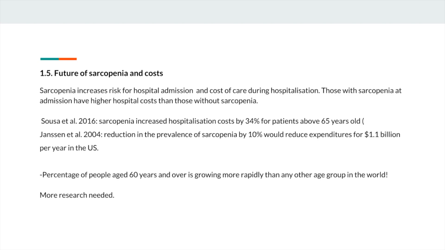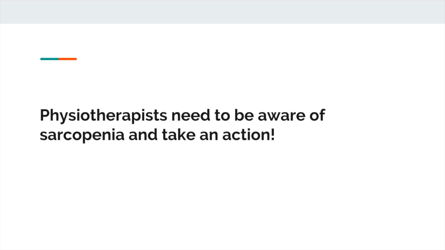Moreover, the percentage of people aged 60 years and over is growing more rapidly than any other age group in the world. However, more research is needed in this field to prevent sarcopenia from becoming a heavy burden for patients and healthcare systems. Finally, physiotherapists need to be aware of sarcopenia and its risks. They need to take actions that will lead to early detection and treatment.